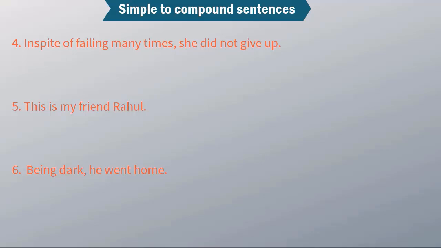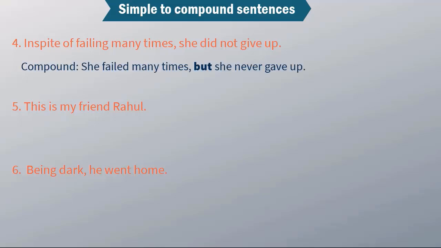So, don't we have two pieces of information again? Yes, she failed many times. That's one piece of information. She did not give up. That's the second piece of information. Okay? In spite of failing many times is nothing but a modifying phrase. That's not a sentence. That's not a clause, right? And we are going to change this sentence into a compound one. She failed many times. That's an independent clause, complete sentence. But coordinating conjunction, she never gave up. There we go. Next example.